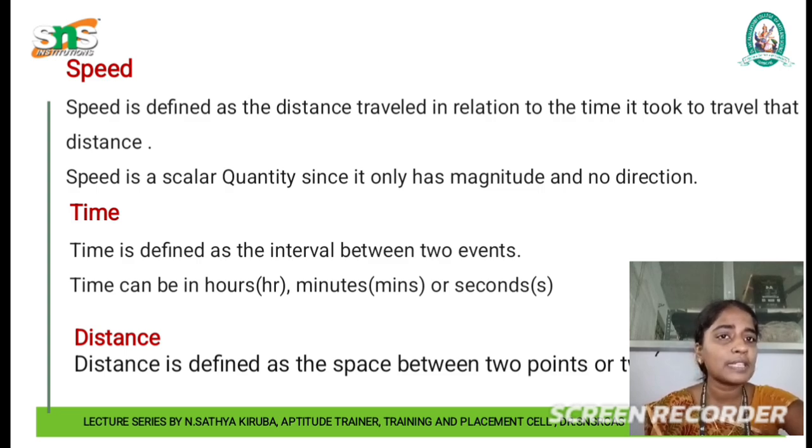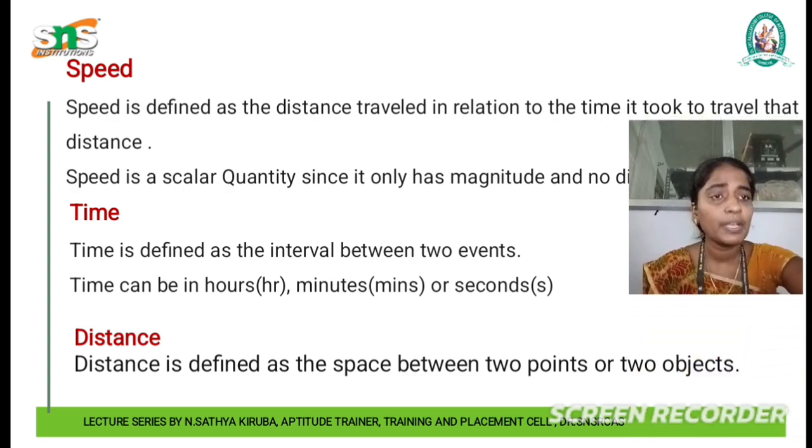Time is defined as the interval between two events. You have a starting point and a destination point. The starting point and terminal point will determine the time of a person moving from one place to another place.